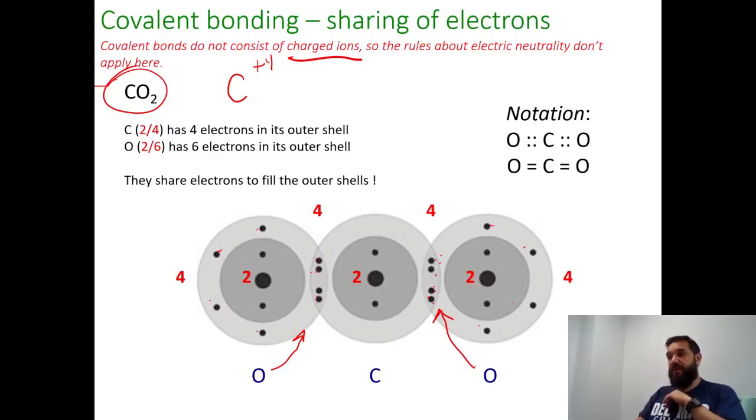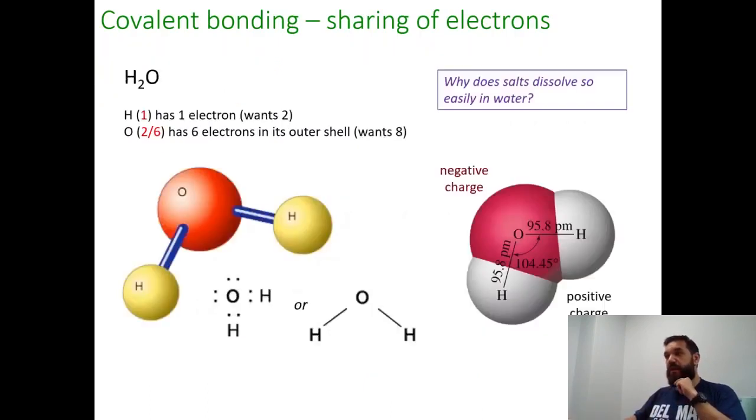Notice that all of carbon's electrons are shared, but only half of oxygen's. Each oxygen is only sharing half of its valence electrons. Okay, half are shared, half are what are called lone pairs. H2O is another example of covalent bonding.